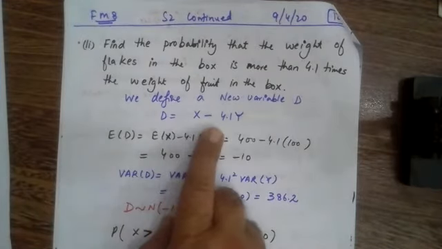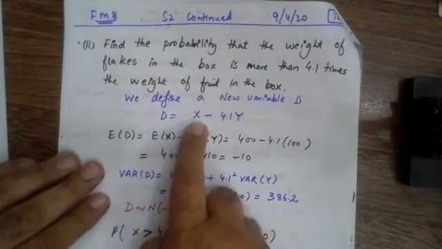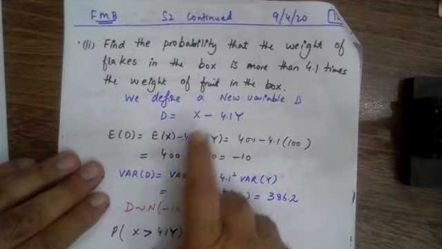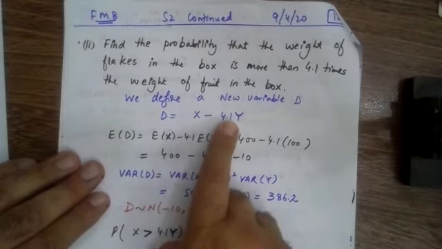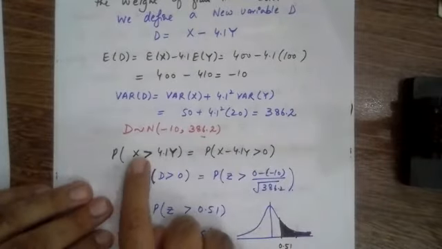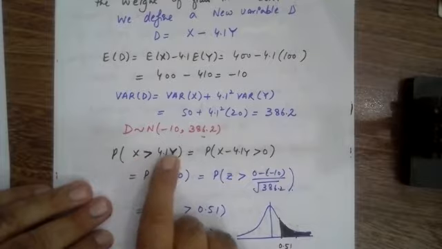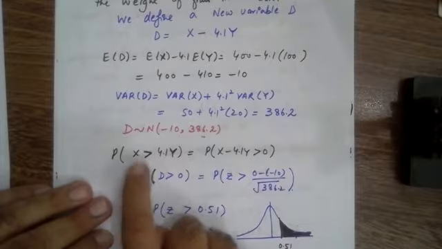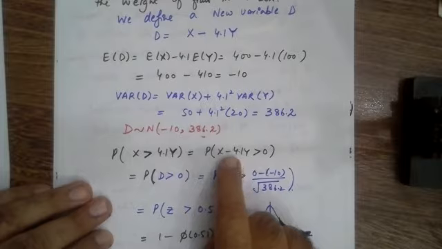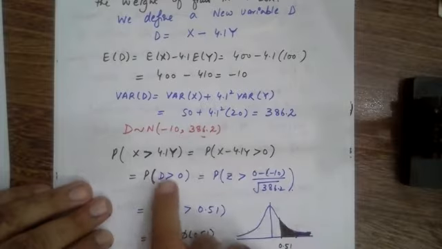Okay, we define another variable difference, weight of the flakes minus 4.1 times the weight of the fruit. We define this variable like this, and we want to calculate the probability that the weight of the flakes is bigger than 4.1 times the weight of the fruit. This is what we want to calculate. You can bring this 4.1y over here and it becomes x minus 4.1y greater than 0. And you have defined this equal to d. So you actually want to calculate probability of d bigger than 0.